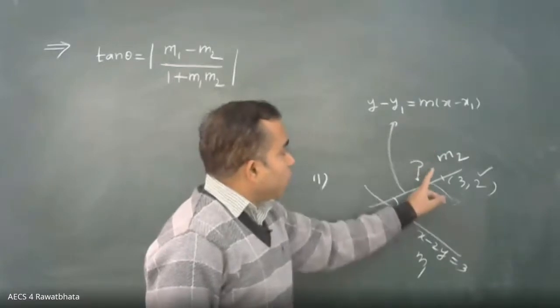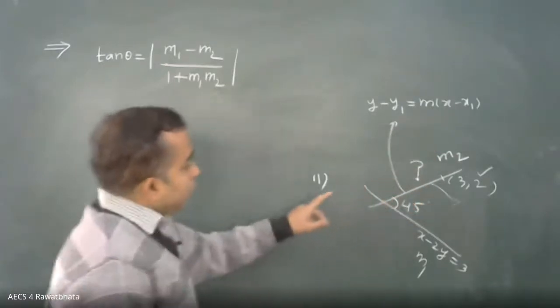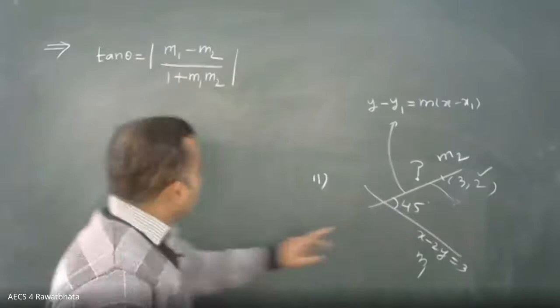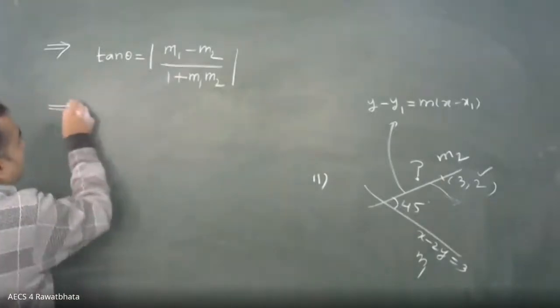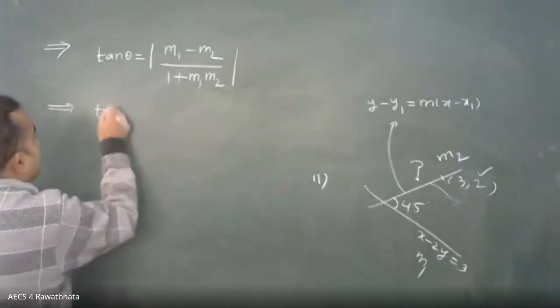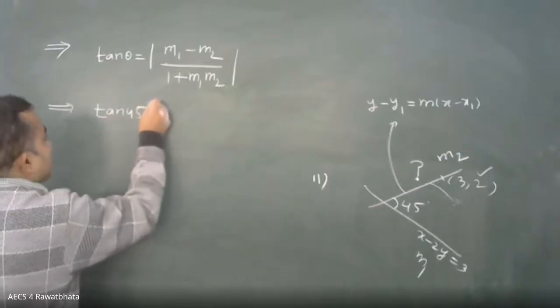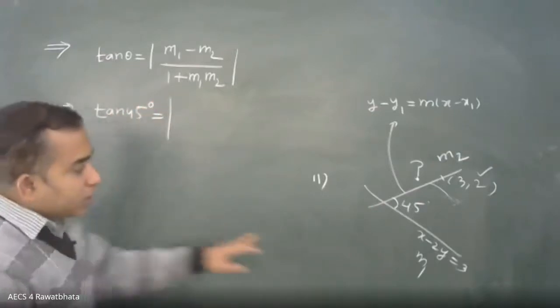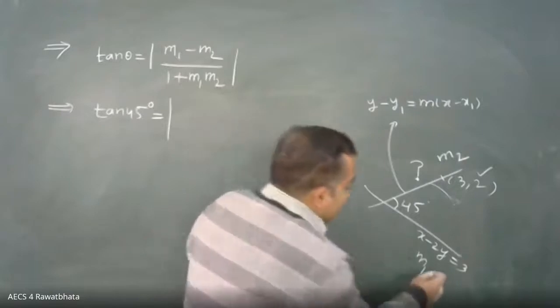But here m I don't know. So to find out m, this m I know. Okay, let us put the values which we know. Angle between two lines is given, 45. Theta is 45, so I put 45 in place of theta. M1, how much is m1? What is the slope of this line?